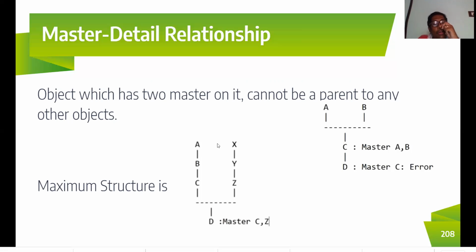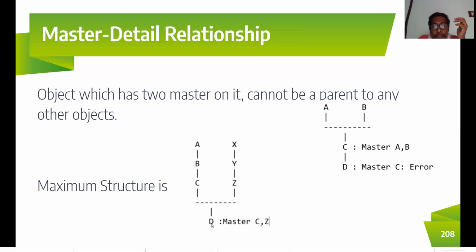Whereas coming to here, at the maximum, I told you, the level can be three levels. Now A, B, and C are there. A is going to be master to B, B is going to be master to C. Now C is going to be master to D, it is possible. Similarly on this side also, you can see X is going to be master to Y, Y is going to be master to Z, Z is going to be master to D. So up to three levels is possible.